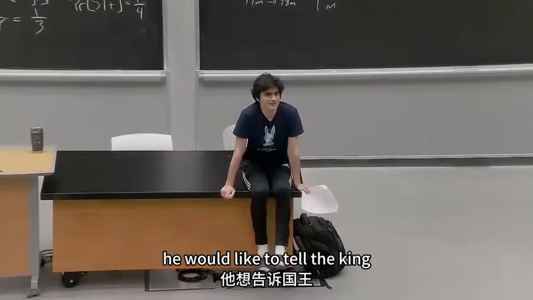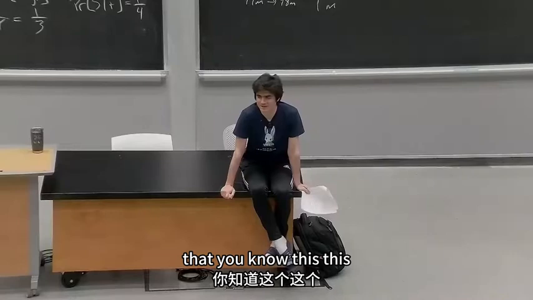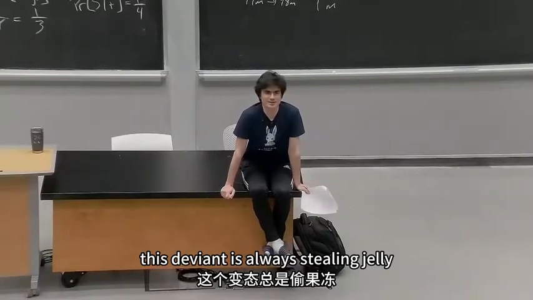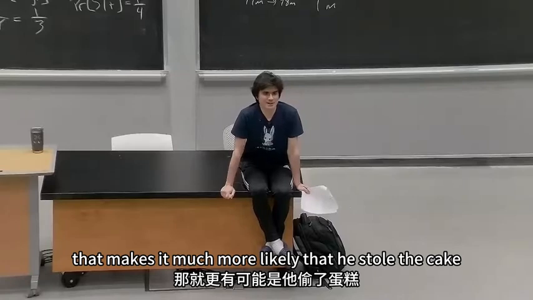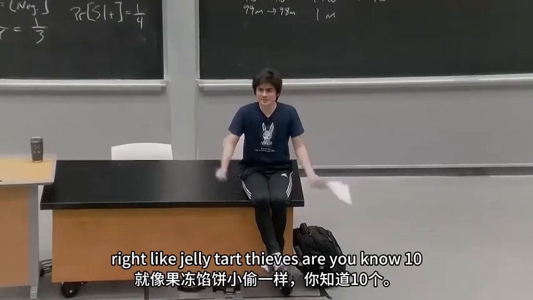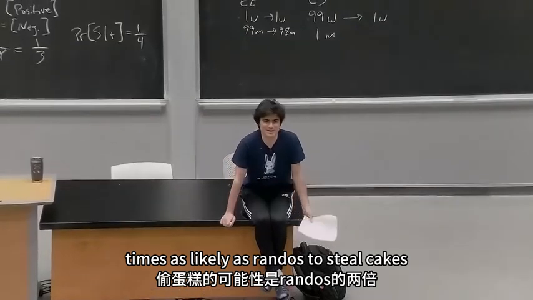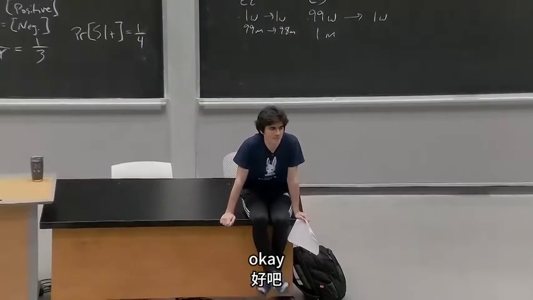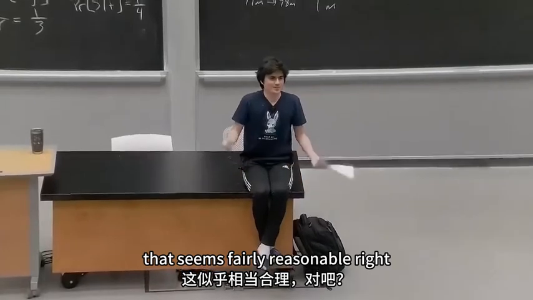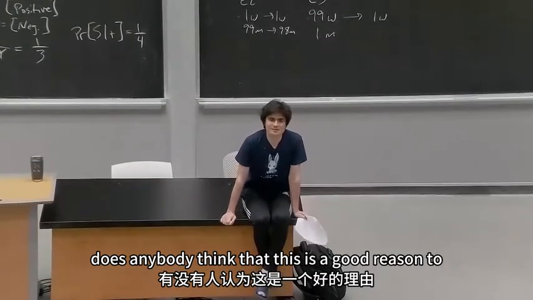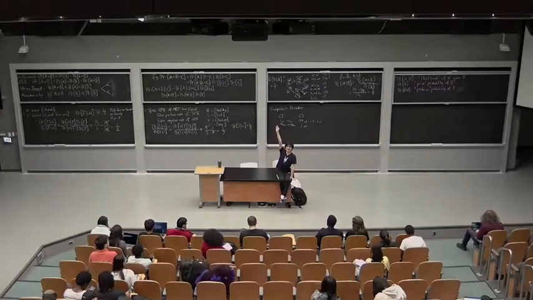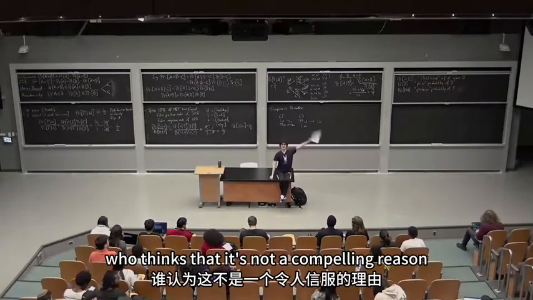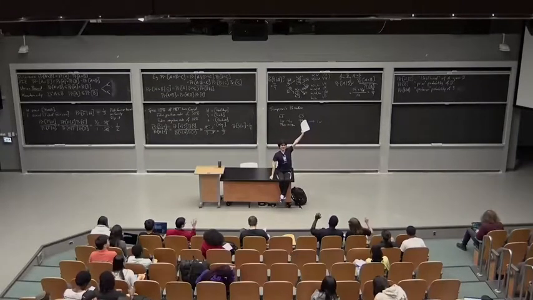He would like to tell the king that this deviant is always stealing jelly tarts from my bakery. That makes it much more likely that he stole the cake, right? Like, jelly tart thieves are 10 times as likely as randos to steal cakes. Okay? That seems fairly reasonable, right? Does anybody think that this is a good reason to admit the jelly tart thievery into evidence? Who thinks that it's not a compelling reason? No? Who has no idea?